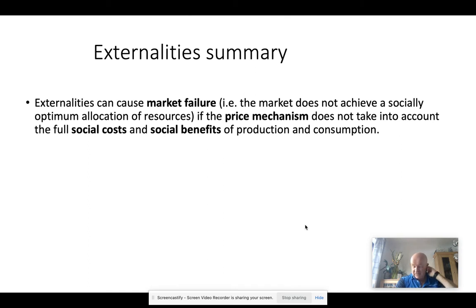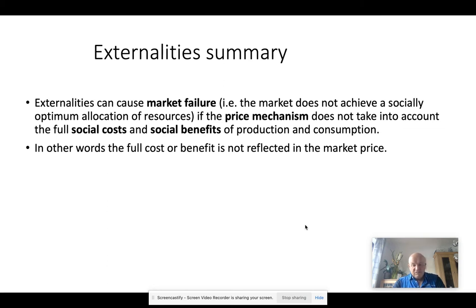And that's particularly if the price mechanism doesn't take into account both the full social costs and the full social benefits of production and consumption. Okay, so when that free market is not doing that, then there is a danger that we're not going to provide the optimum use of resources, and that's going to cause forms of market failure, probably partial rather than complete market failure.